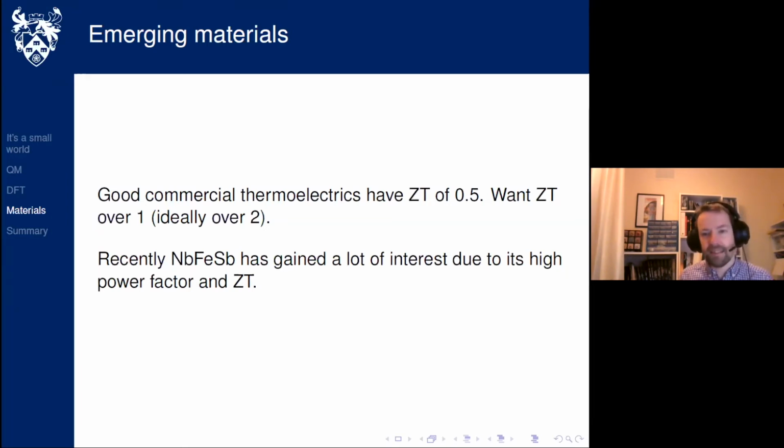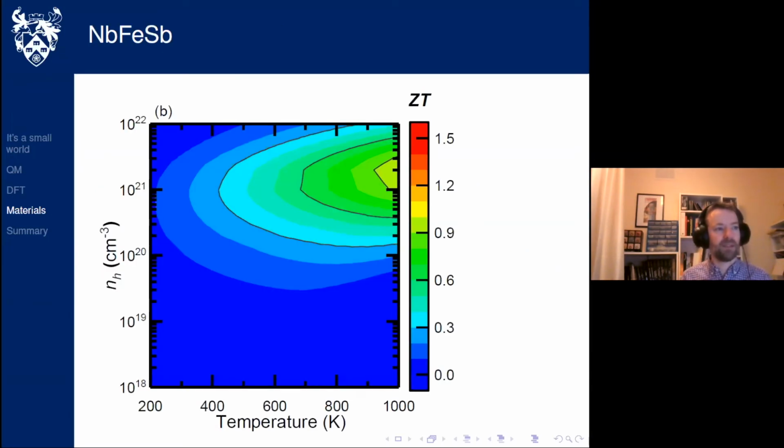Now, recently, in the last perhaps 3 years, a compound called niobium iron antimonide has gained a lot of interest. It has a high power factor, which is what we call the S squared sigma bit in the ZT calculation, and in fact has a high ZT, so it's a pretty good thermoelectric, and it can generate a lot of power. That's what the power factor controls. Now, we applied density functional theory to this material, and we computed how good a thermoelectric it was. It was known to be good experimentally, but does DFT agree?